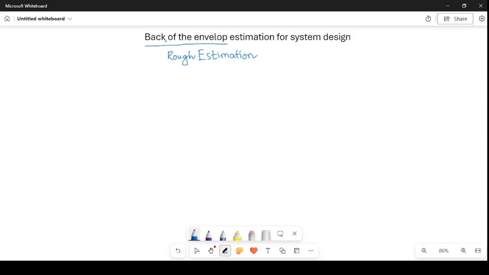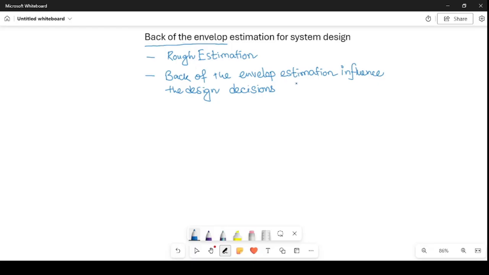Let's understand why back of the envelope estimation is a prerequisite for any system design. Back of the envelope estimation influences the design decisions. We will see how, based on the estimation, we can decide how many servers are needed and how much memory and secondary memory we need for a software system.